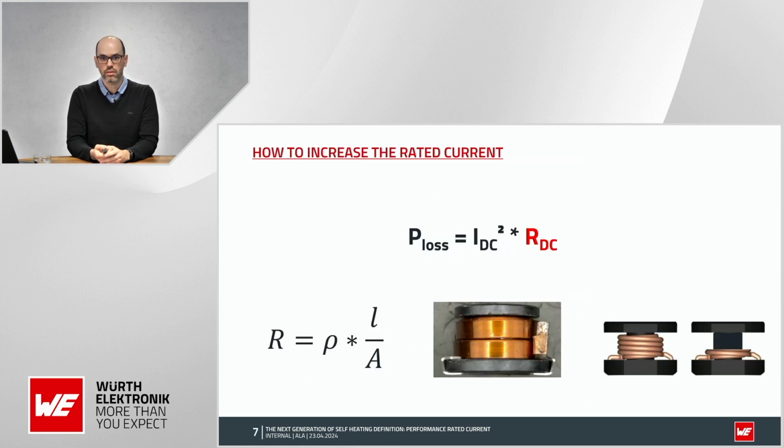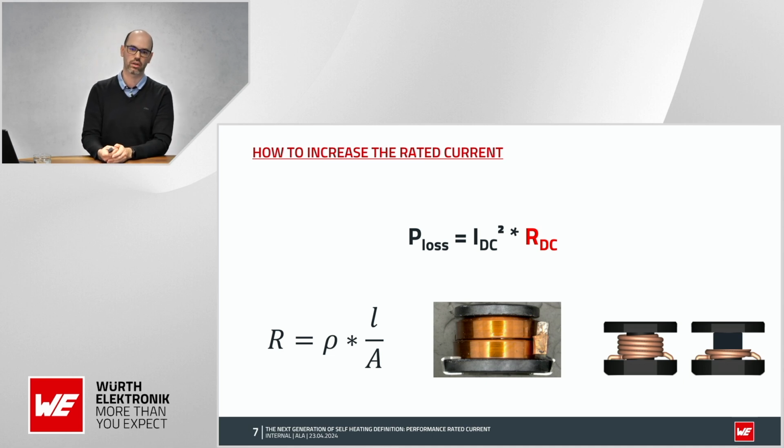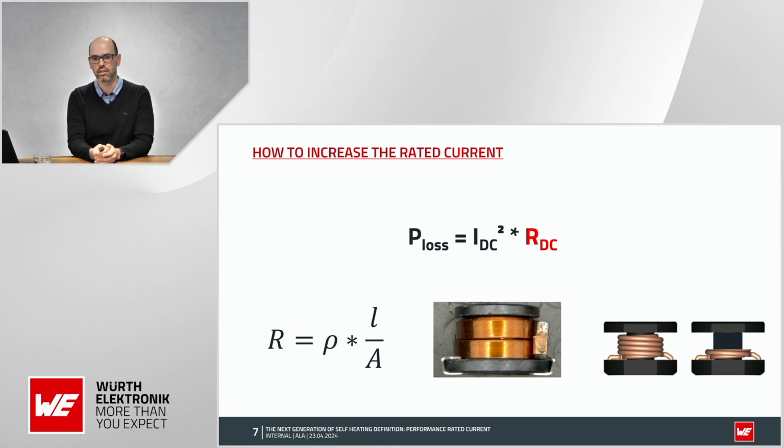Good. So let's go a bit into the detail of the power losses. So how are they generated and how are they distributed, and how do we get from the losses to the heating? So again, we are on the formula P equals I square R, and then have a look at the RDC, where is this coming from?